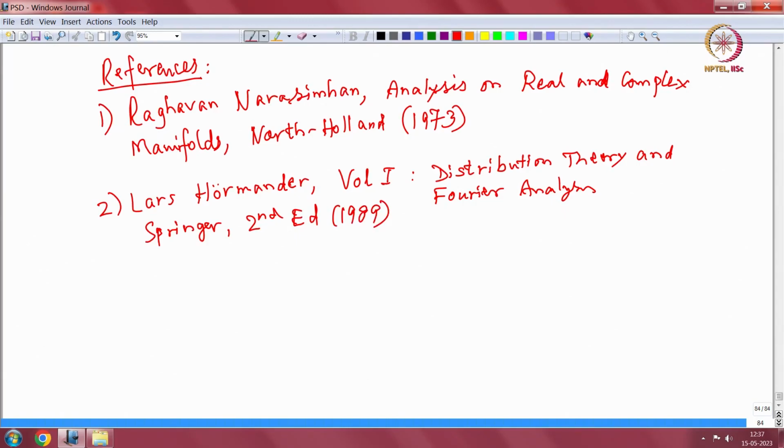With the mention of those 2 references, I stop here, and in the next class we use this notion of integration theory and smoothness of the surfaces in order to obtain a general result on extension of functions.